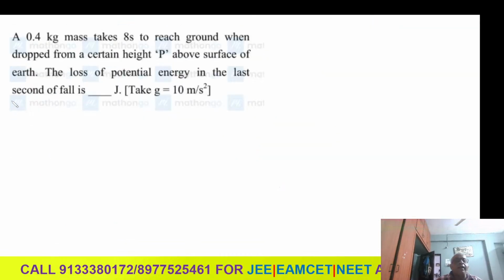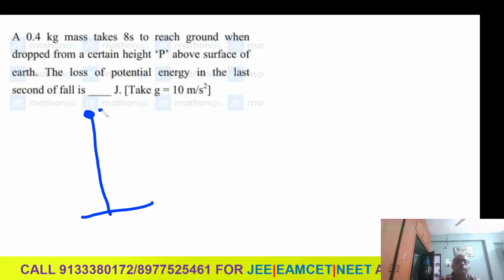A 0.4 kg mass takes 8 seconds to reach the ground when dropped from a certain height h above the surface of the earth. Find the loss of potential energy in the last second of the fall. What is potential energy? mgh. A 0.4 kg mass.